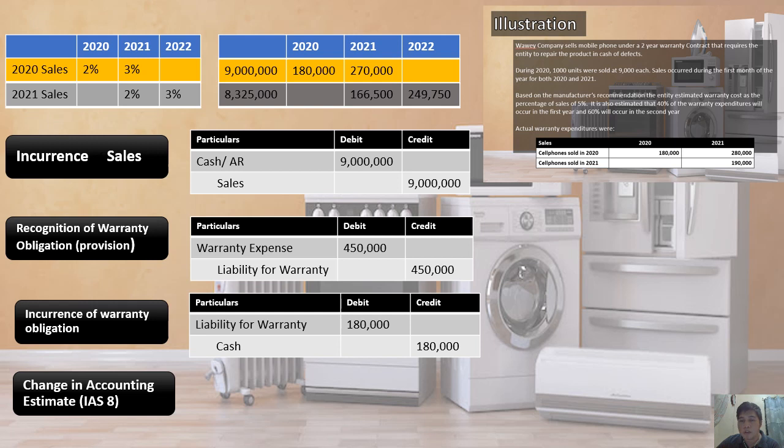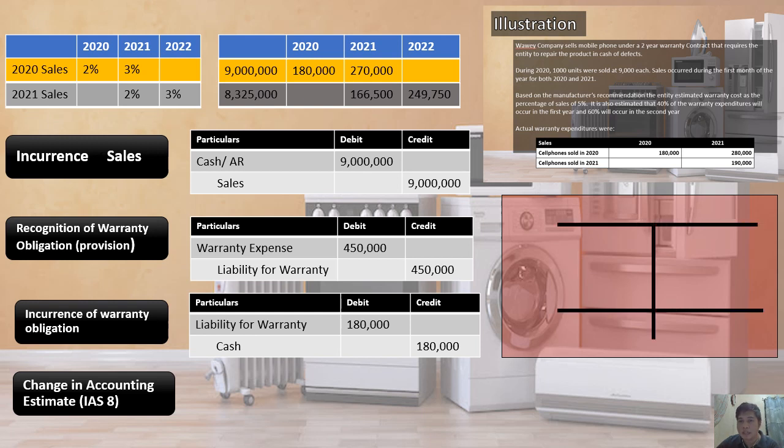let's ask for help ng ating T account. Ito po yung T account natin. Of course, ang related T account diyan para mas madali natin siyang maintindihan is the liability for warranty account. Since liability for warranty is a liability account, alam naman natin the normal balance of liability is credit. Since the normal balance is credit side, therefore the beginning balance should be located under the right side. Kung ang beginning natin ay right side, therefore the ending balance should be located on the left side.